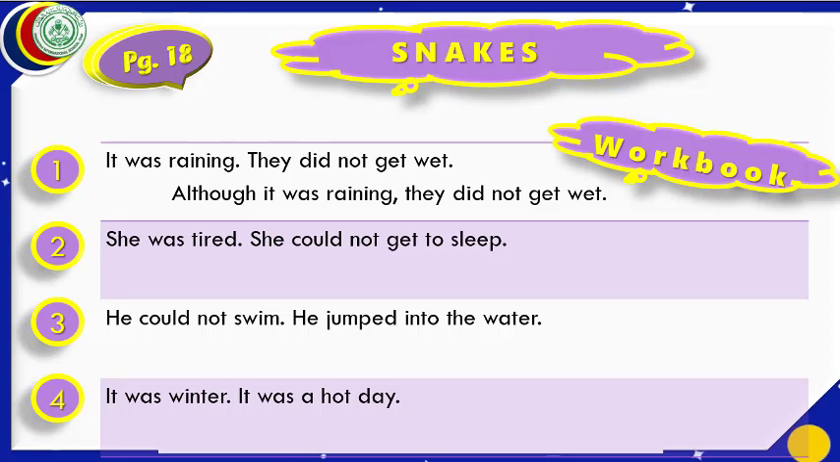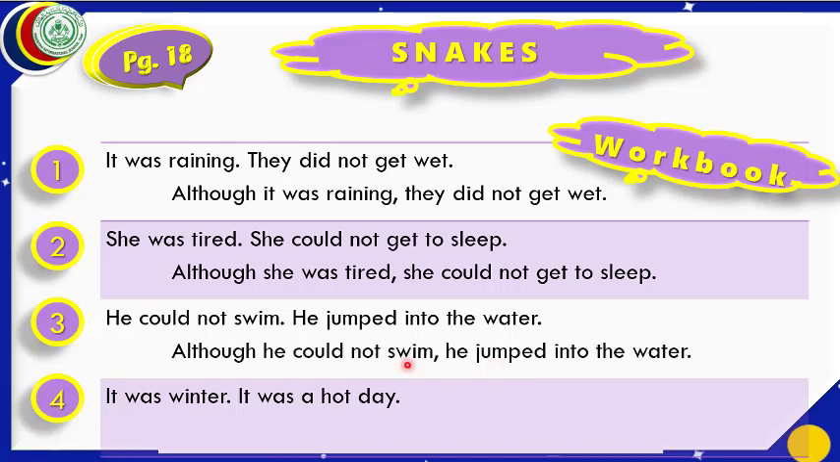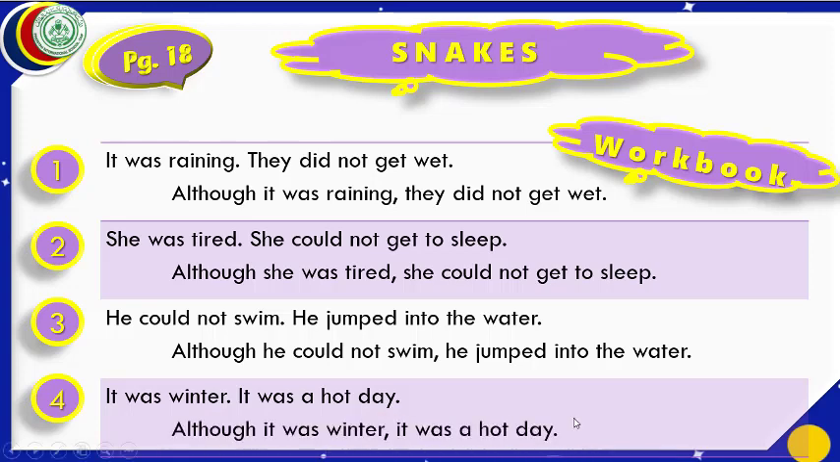Dear students, we have discussed number 2. Our answer was, although she was tired, comma, she could not get to sleep. Answer number 3 will become, although he could not swim, comma, he jumped into the water. Answer number 4 will become, although it was winter, comma, it was a hot day. Dear students, let us move to part number 5.